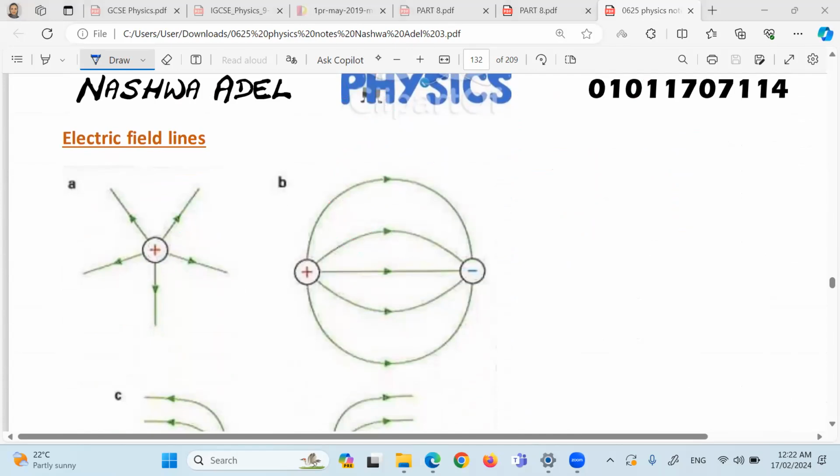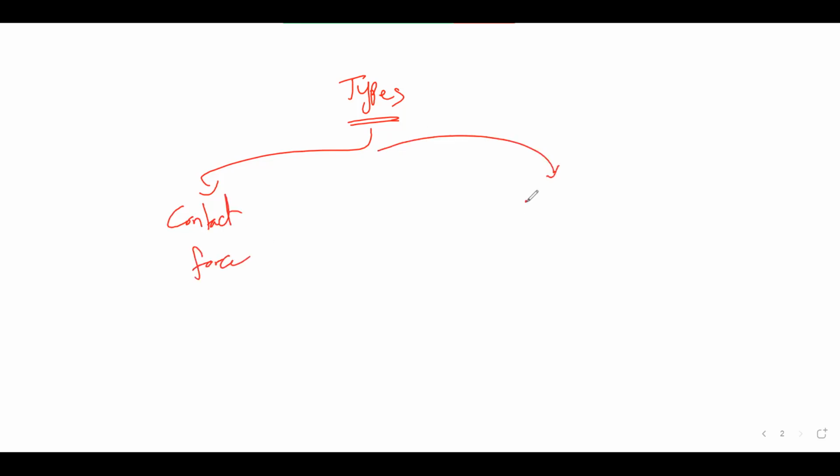Now let's take the electric field and electric field direction. Before we start electric field, let me remind you of something you took in Year 7 and Year 8: types of force. We have two types: contact force and non-contact force. The non-contact force is a force that affects the object through a distance.